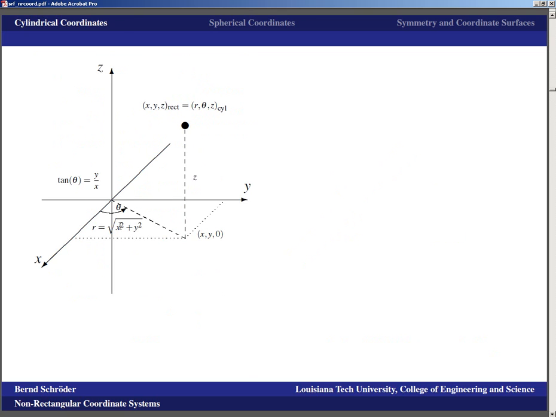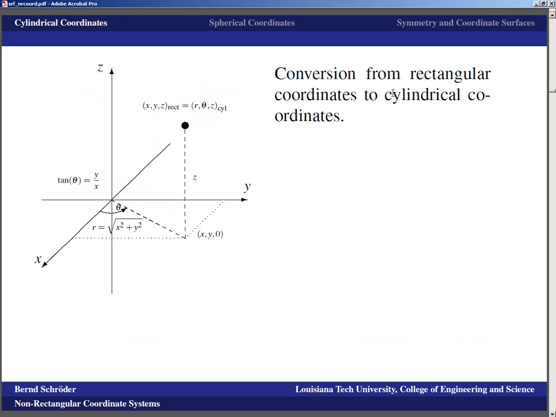Okay, so now let's just keep this picture around and let's think about how we convert from rectangular coordinates to cylindrical coordinates. Well, if I have x, y, and z, then I get r from x and y as r equals the square root of x squared plus y squared, or if we don't want to carry around the square roots, as r squared equals x squared plus y squared.